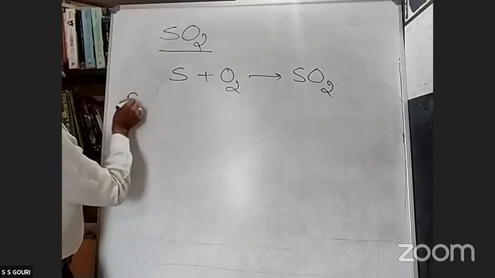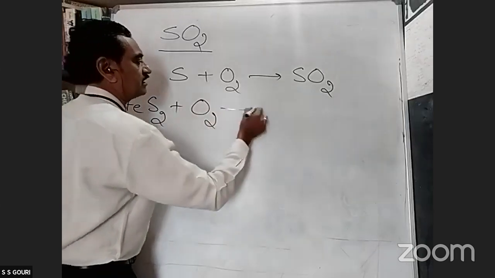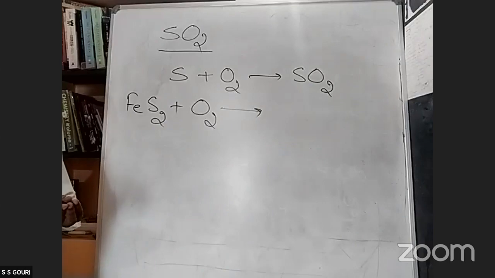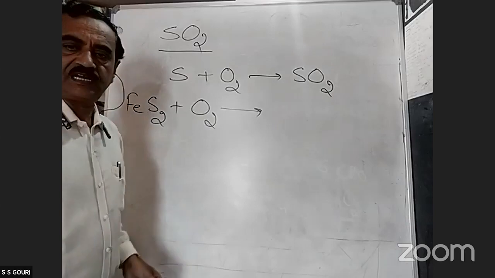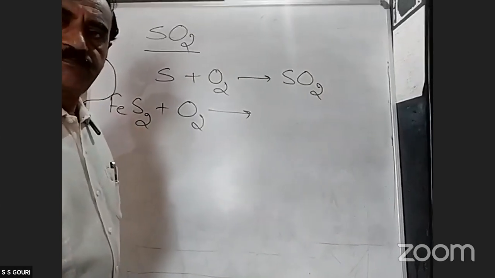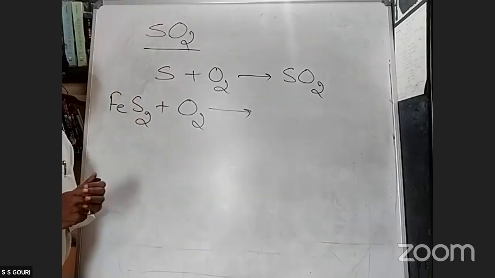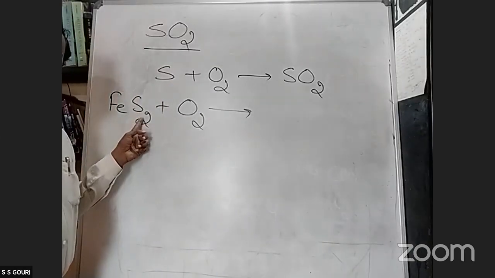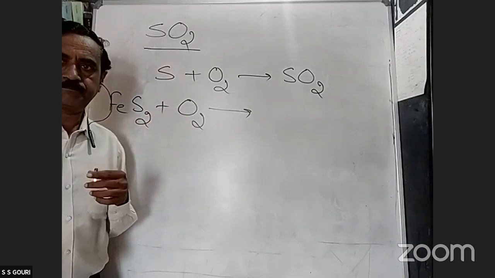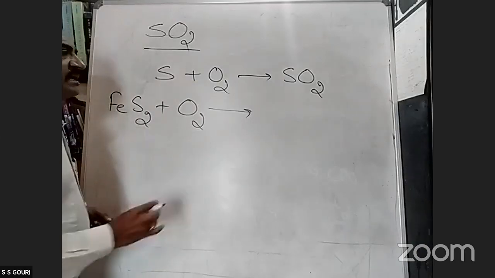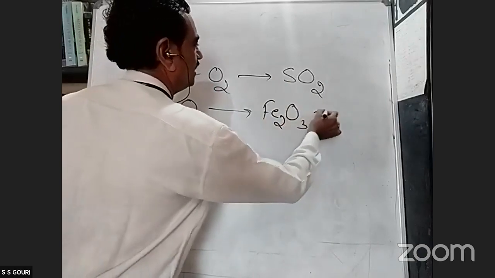But on a large scale, in industrial scale, it is obtained by burning FeS2. FeS2 is called iron pyrite. What do we call FeS2? Iron pyrites. It is an ore of iron from which iron can be extracted. You might have come across this in the topic General Principles of Isolation of Elements. See, when iron pyrites are burnt, it is converted into Fe2O3 and SO2.